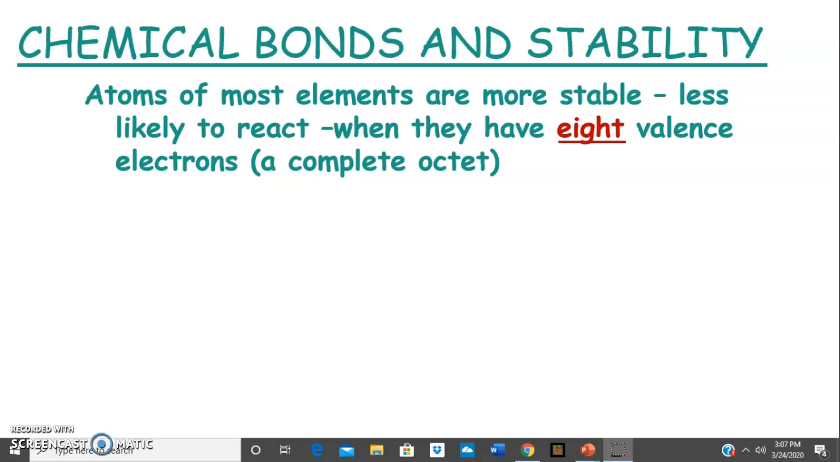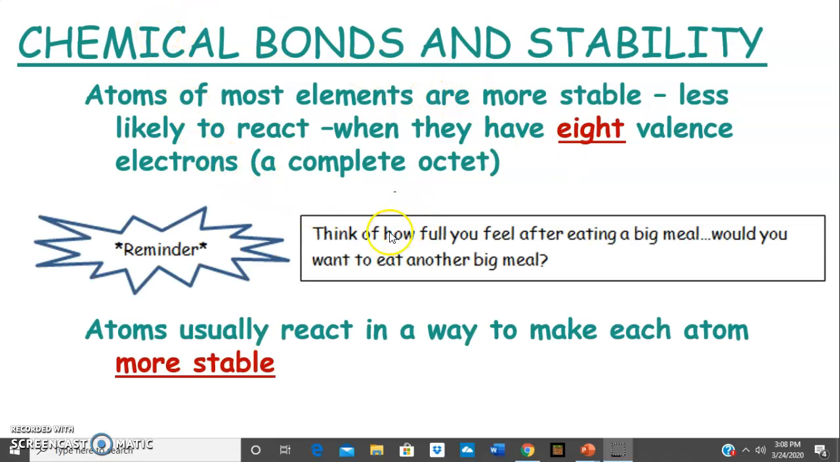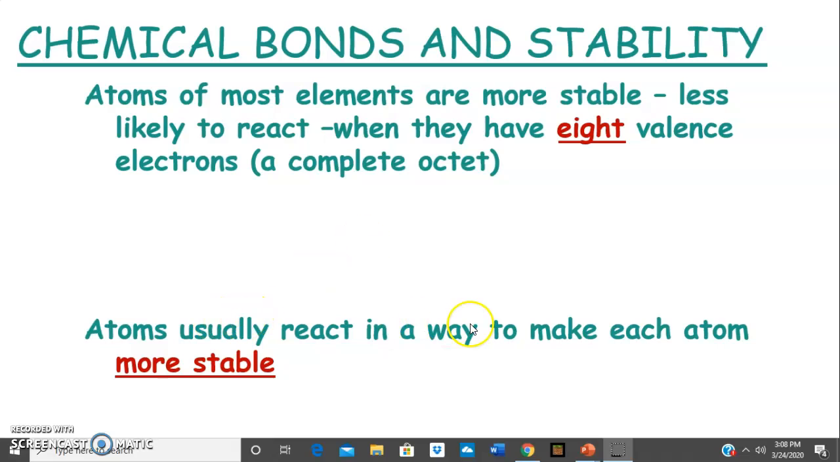All right, so chemical bond stability. Atoms of most elements are stable, less likely to react, when they have 8 valence electrons. We call that a complete octet. In the word octet you can see octopus. Oct means 8. An octet is a full set of 8. So atoms usually react in a way to make themselves more stable. If 8 valence electrons makes them stable, makes them happy, they want to react with other atoms to make themselves more stable.